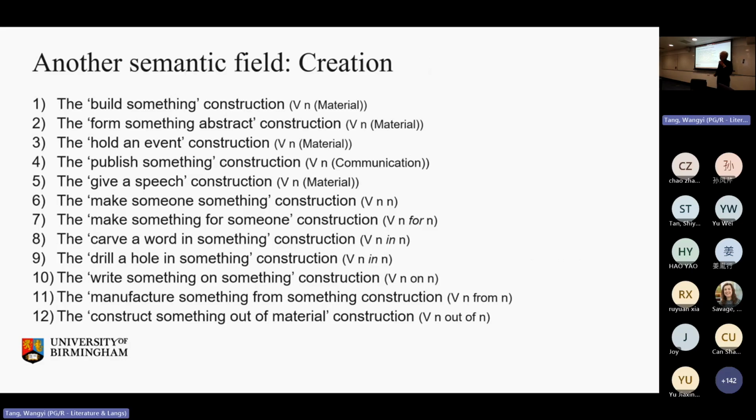Another example, a much simpler example to work with, was the example of creation. This is the meaning area of creation. So how we talk about somebody making something. And there were only 12 constructions to work with here. So 12 constructions were identified by me looking at them as contributing to the semantic field of creation.